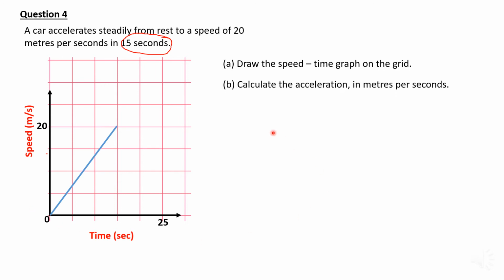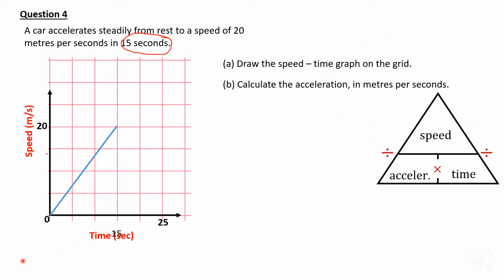So the second part, now you're supposed to calculate the acceleration. Remember, acceleration is gradient, okay? Vertical distance divided by horizontal distance. Now, when I do that, obviously I'm going to bring my 15 back here because now it's only from 0 to 15. So it's going to be 20 meters per second. Divide that by 15 seconds. So I get about 1.33 meters per second squared.